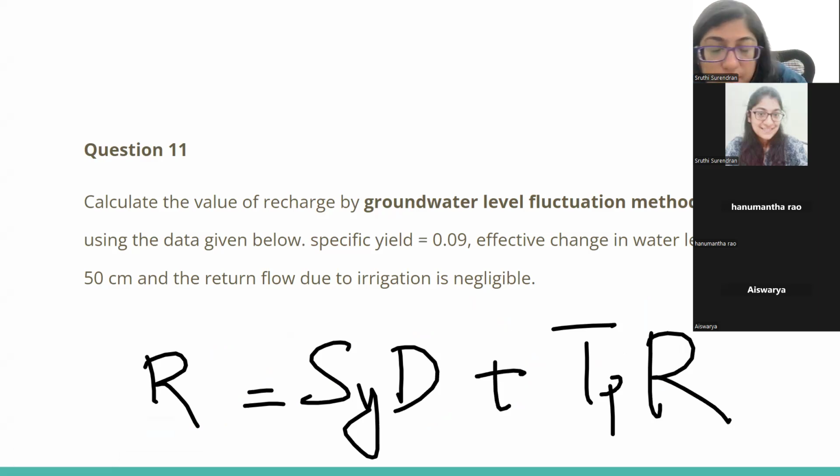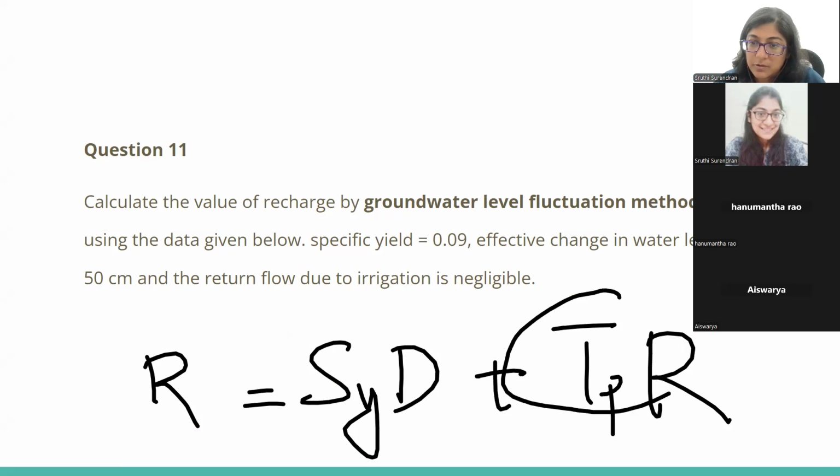Please try to do the problem and put in your answers here. Again, since return flow is negligible, it is going to be equal to 0. So this term is going to be 0. You just have to calculate these two products.